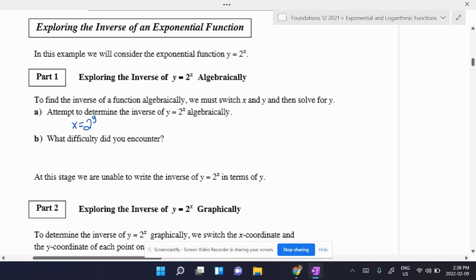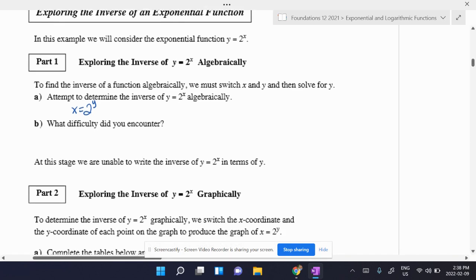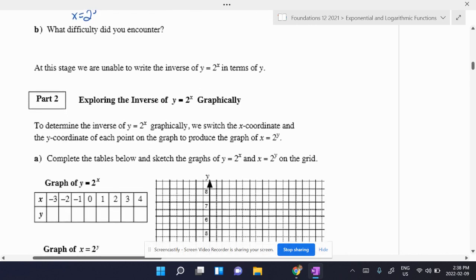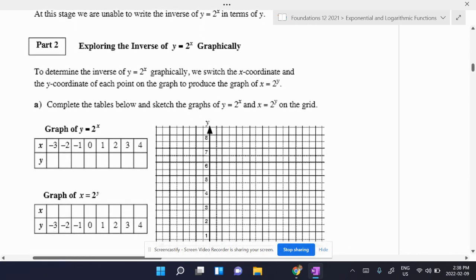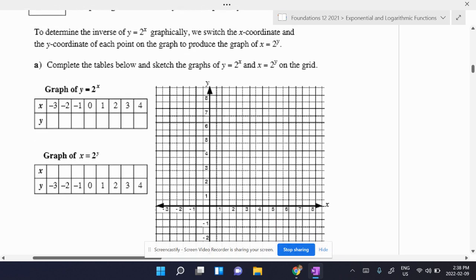We do not know how to solve for y, if we're going to be honest. I mean, you could y root it, but then that's just not going to work very well for us. Okay, so we need to come up with a different way of doing this. All right. So we're going to try this graphically.